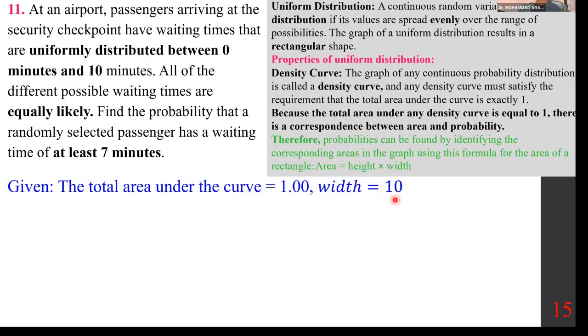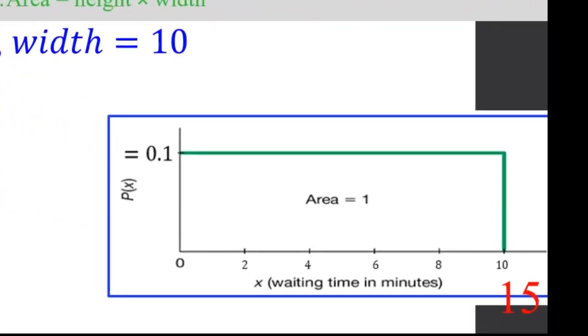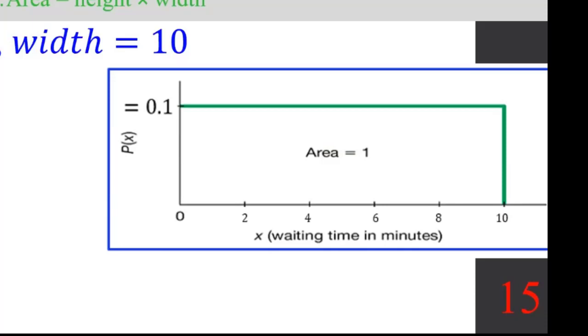So if the total area is 1 and the width is 10, then the height must be the reciprocal of that, so their product gives us 1. So all of this will give rise to this height being 1 over the width, which makes it 0.1. And therefore, we have this graph. So a quick recap. Here it goes from 0 to 10.